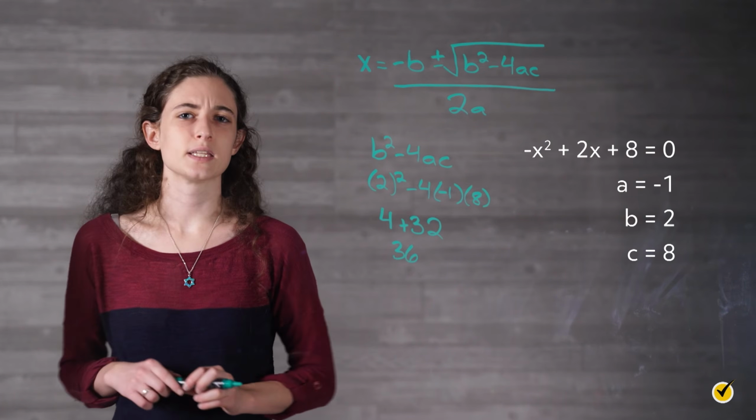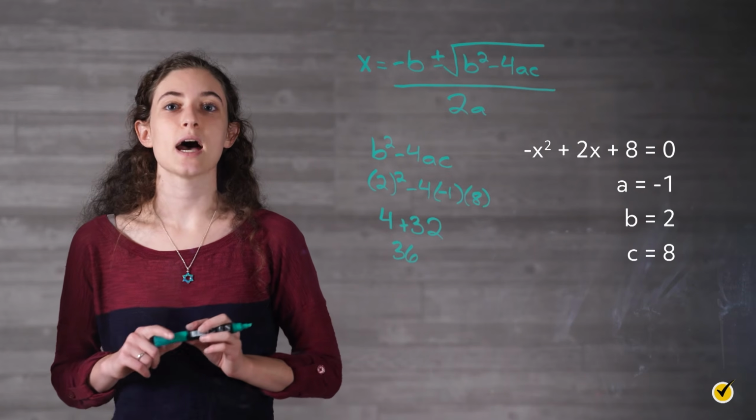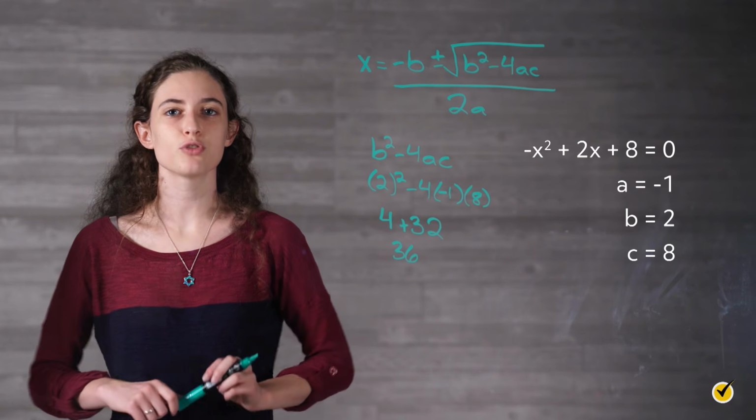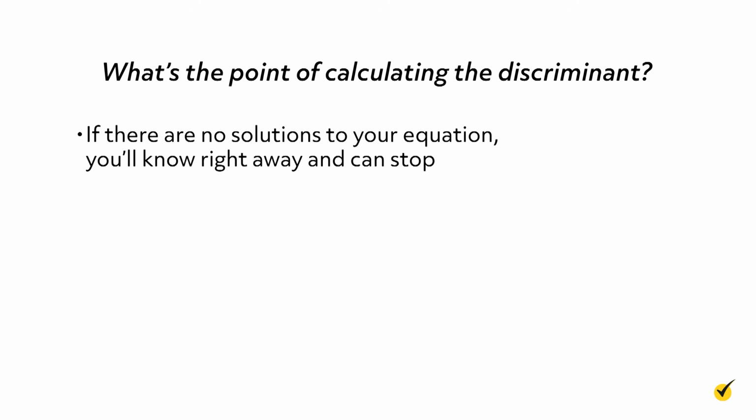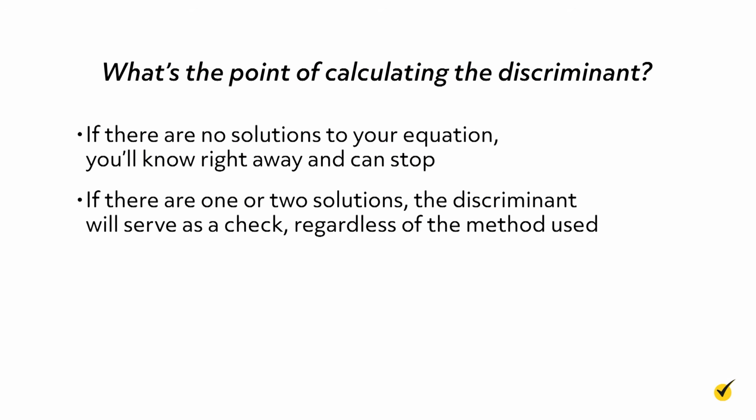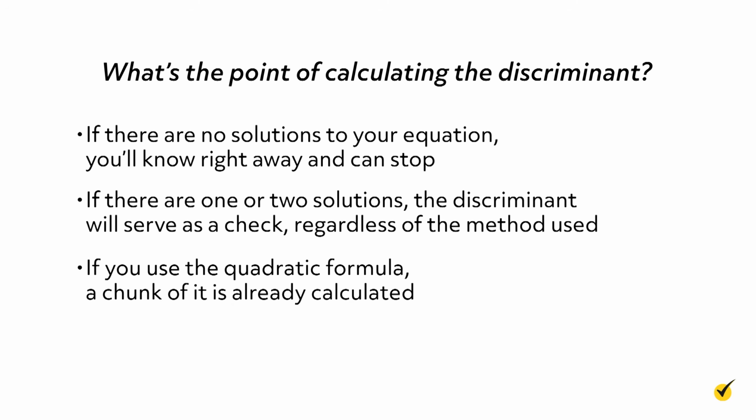What's the point of calculating the discriminant? If you get in the habit of checking it every time, a few things happen. If there are no solutions to your equation, you'll know right away and can stop. If there are 1 or 2 solutions, the discriminant will serve as a check, regardless of the method used. If you use the quadratic formula, a chunk of it is already calculated.